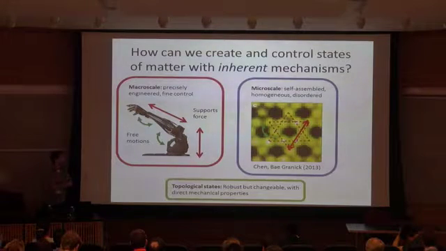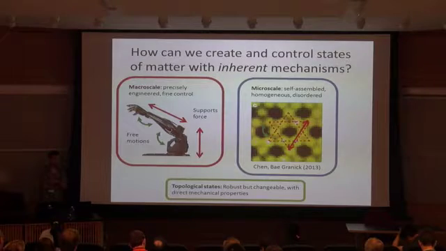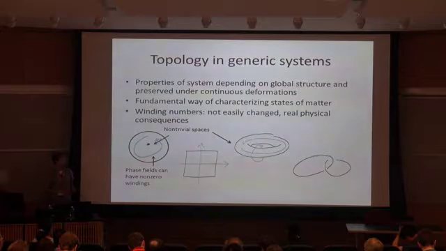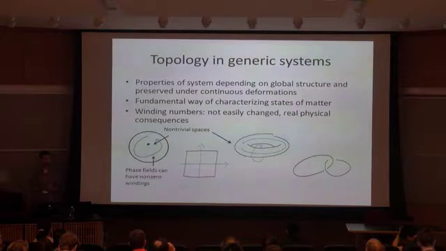And what we'll see is that topological states allow us to create motions that are robust, but also changeable, and that these states give us direct mechanical properties. So, topology is sort of a general phrase that means different things to different people. I'm using it to mean properties of the system that depend on its global structure and are preserved under continuous deformations. It's a fundamental way of characterizing different states of matter.